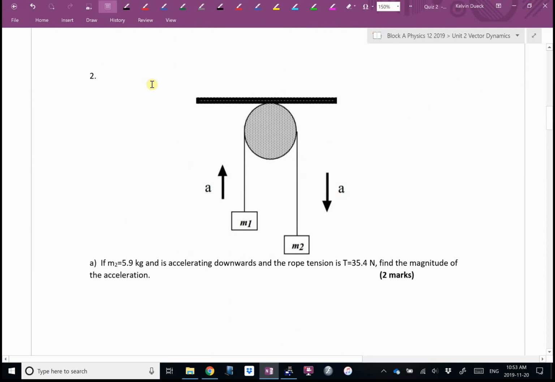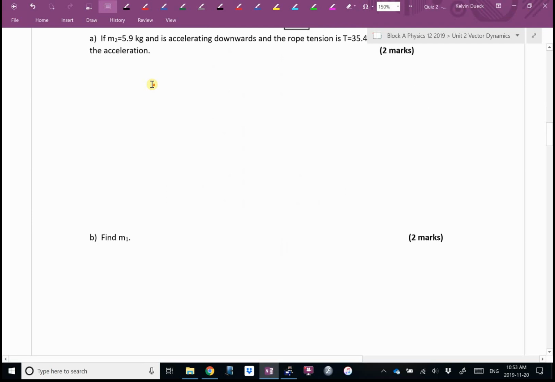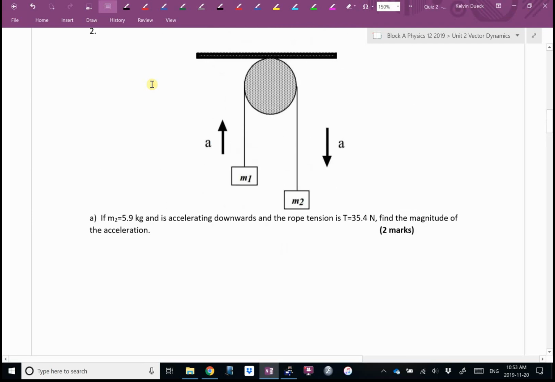Number 2. Find the magnitude of the acceleration, and then find m1. Okay. Sam, how should I start this out? Darn right. It would be foolish not to start out with a free body diagram, wouldn't it? Absolutely foolish.